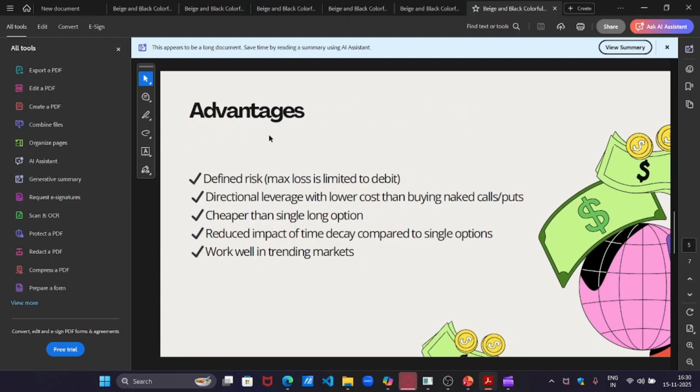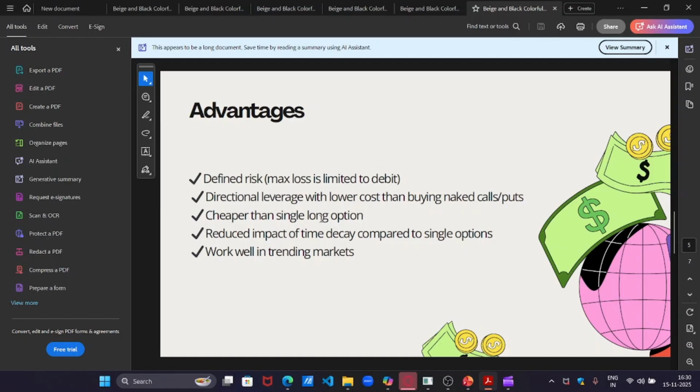Okay. Now, what are the advantages? So here also you have defined risk, so maximum loss is limited and maximum profit will also be limited. Directional leverage with lower cost. Since we are having a sell leg as well with the buying, if you do naked option buying for any call option or put option, here you will be having a sell leg as well, so we will get leverage, so you will not lose exactly how you lose in naked option buying if the market goes against you.